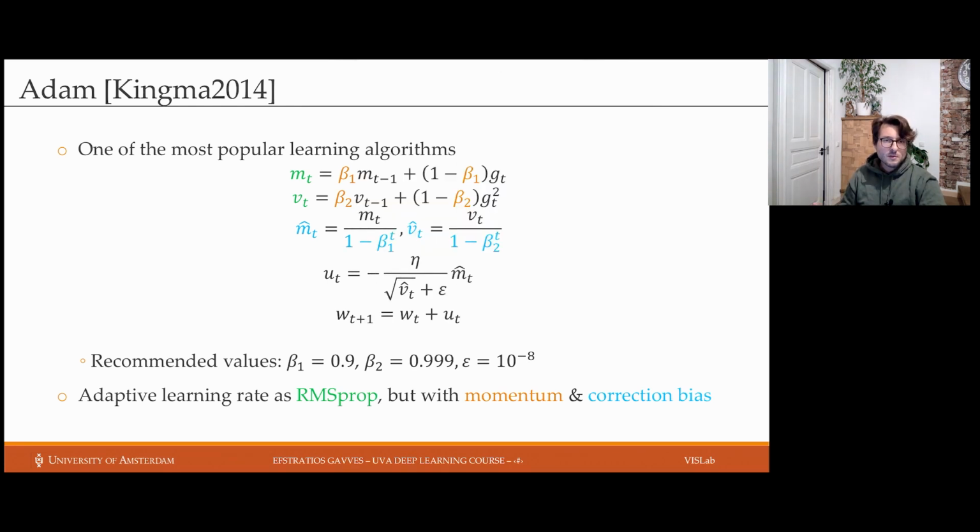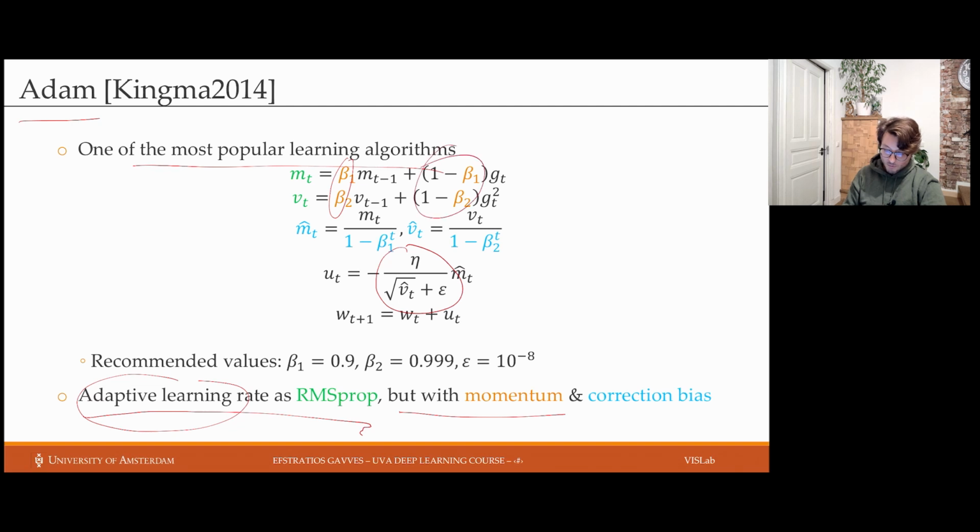Another very popular, perhaps the most popular optimizer out there is Adam, invented by Diederik Kingma from the University of Amsterdam. It's one of the most popular learning algorithms, and it's basically a combination of RMSProp, so it has the adaptive learning rate of RMSProp, but it also uses momentum terms. It uses past information to update the learning rate per dimension, and it also uses a bias correction. So Adam works really well. It's the go-to choice in many cases.